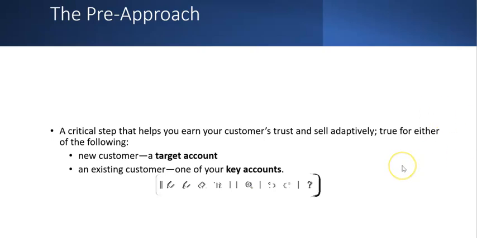In your unit, it talks about how the pre-approach can involve either a new customer, which could be a new target account, or an existing customer, maybe one of the key accounts you already have. You will notice when you review this chapter that it really talks about the pre-approach from a business to business sales perspective. It doesn't necessarily talk about individual consumers. I mean, it does a little bit, but in the reading of this unit, it really speaks about business to business sales. So just keep that in mind.